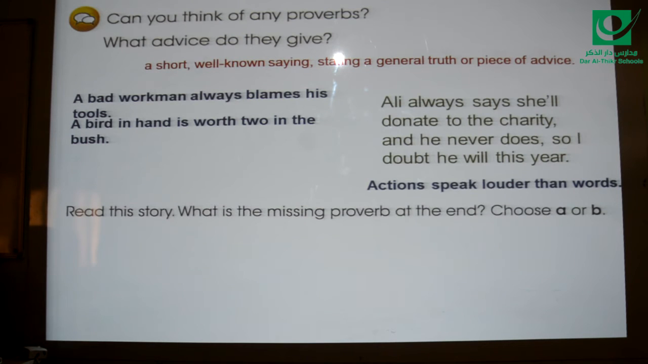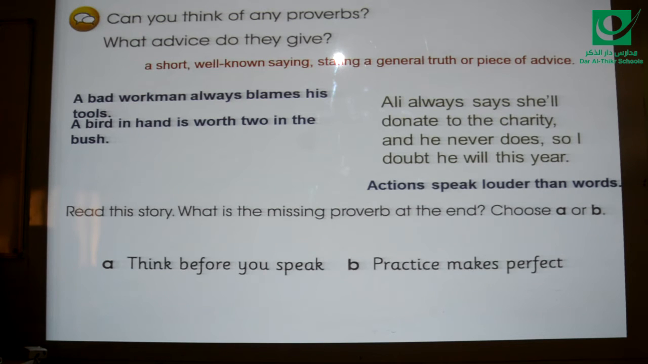Now, read this story. We're going to read the story. What is the missing proverb at the end of the story? Think before you speak, or practice makes perfect. So we have 2 proverbs. So is it A or B? We are going to listen and decide. Okay? Now it's time to start reading.